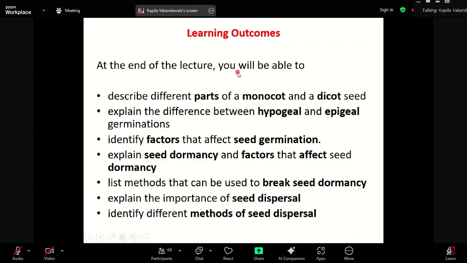These are the intended learning outcomes. Describe the parts of monocot and dicot seeds. Explain hypogeal and epigeal germination. Identify factors that affect seed germination. Then seed dormancy and factors that affect seed dormancy. Then methods that can be used to break dormancy. Then explain the importance of seed dispersal and methods of dispersal. So these are the ILOs.